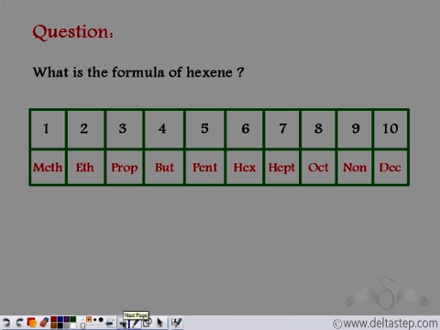What is the formula of hexene? As you can see, hex shows the presence of 6 carbon atoms. Now we know the general formula of alkenes is CnH2n. We're talking of hexene, that means there are 6 carbon atoms in the alkene. So we substitute this n with 6, we get 6 into 2, 12. So the formula of hexene becomes C6H12.